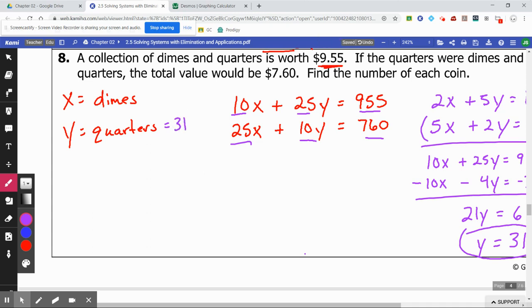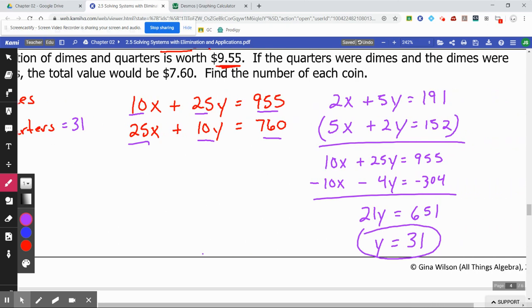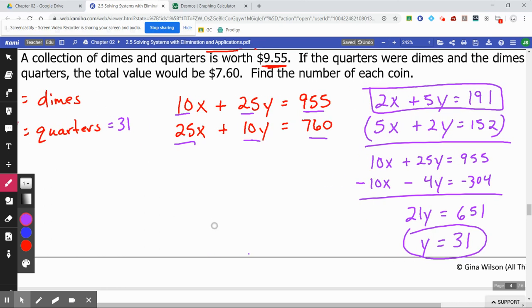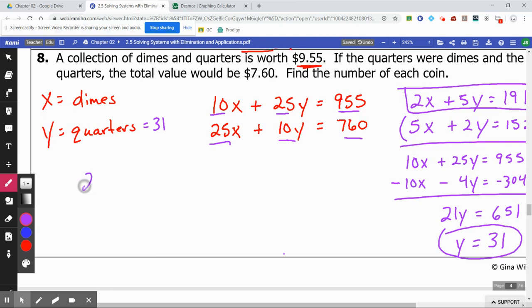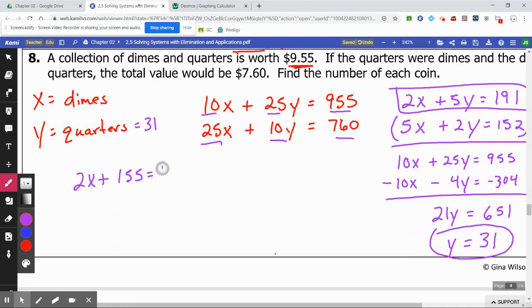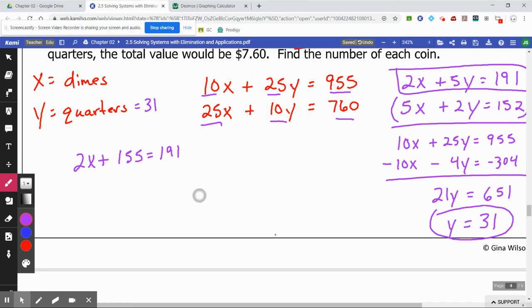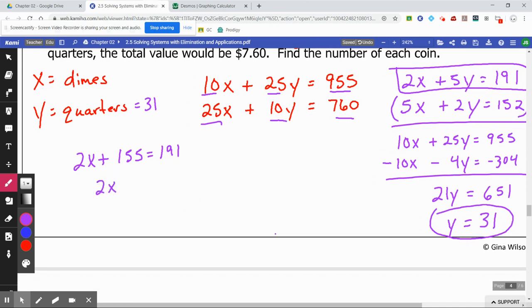And we can plug that into any of our equations that have x's and y's. Now, these cleaned up versions would be nice places to plug them in. So let's do 2x plus 5y, would be 155, is equal to 191. Solve that equation. Let's subtract 155. Gives me 2x is equal to 36. So my x value must be 18, which means there are 18 dimes and there would be 31 quarters.